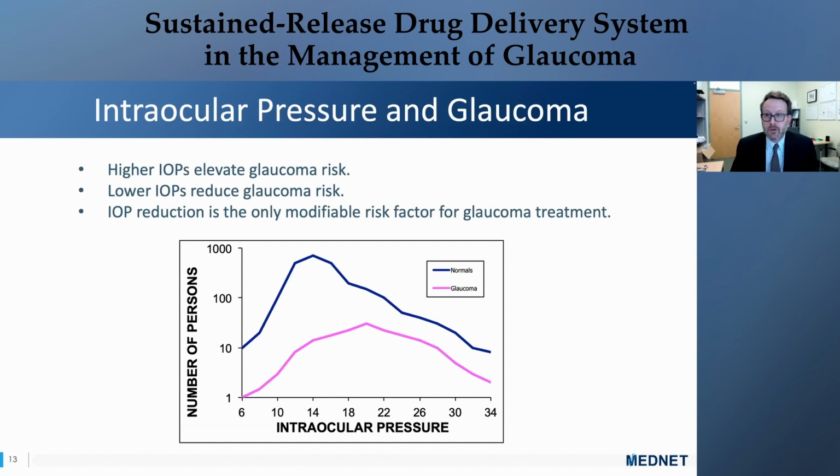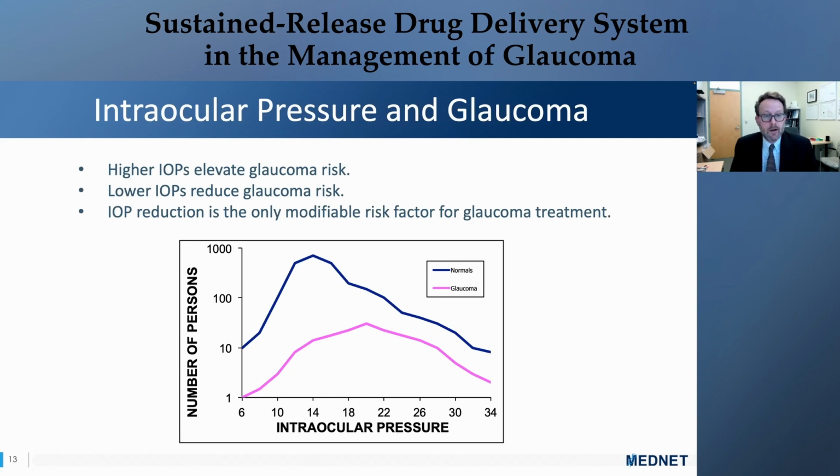Now, intraocular pressure is important towards glaucoma. Elevated or higher intraocular pressures elevate the glaucoma risk. It's more common to have glaucoma if you have a higher intraocular pressure. If you have a lower intraocular pressure, that reduces your glaucoma risk. And intraocular pressure is the only modifiable risk factor for glaucoma treatment. So no matter what your pressure is at baseline, if you have glaucoma, the only treatment we have to offer you is to lower that intraocular pressure.